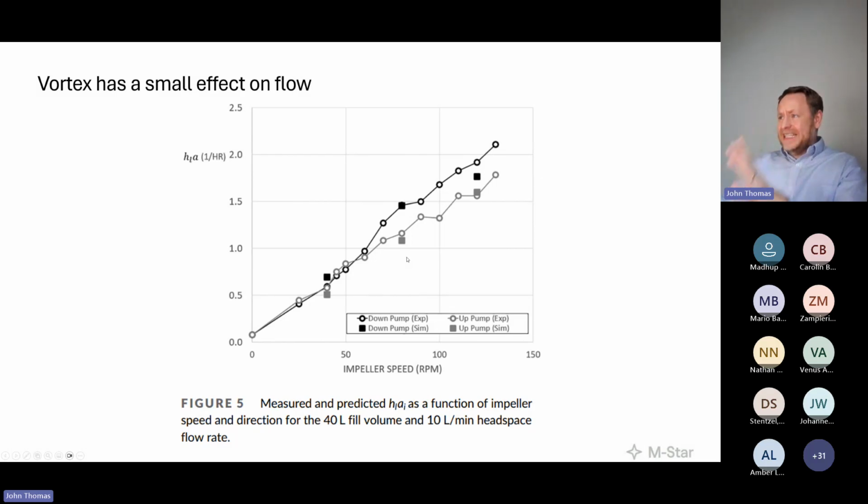But again, the headline is this. The real headline is, you know what? We can get a few reciprocal hours of transfer across the interface as we operate across a range of pretty canonical operating speeds in these high turn down reactors.